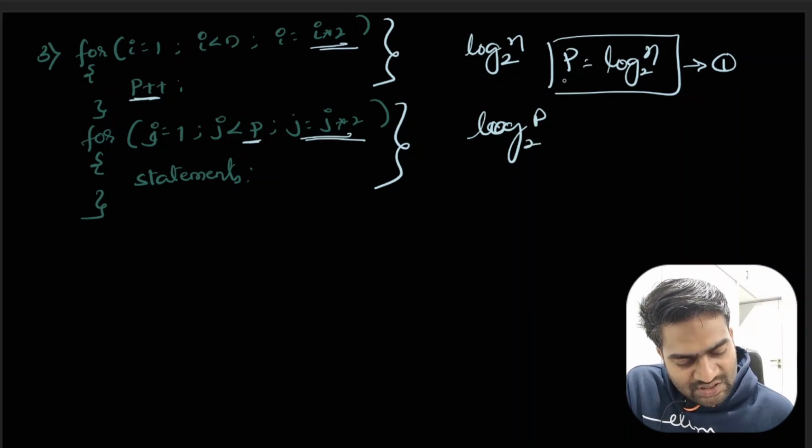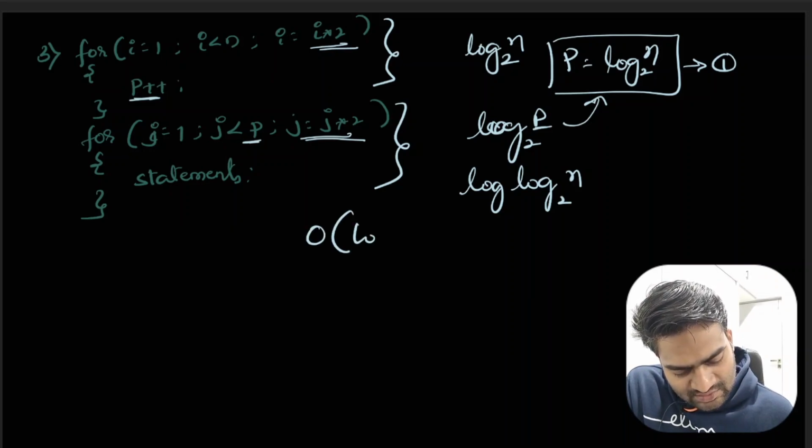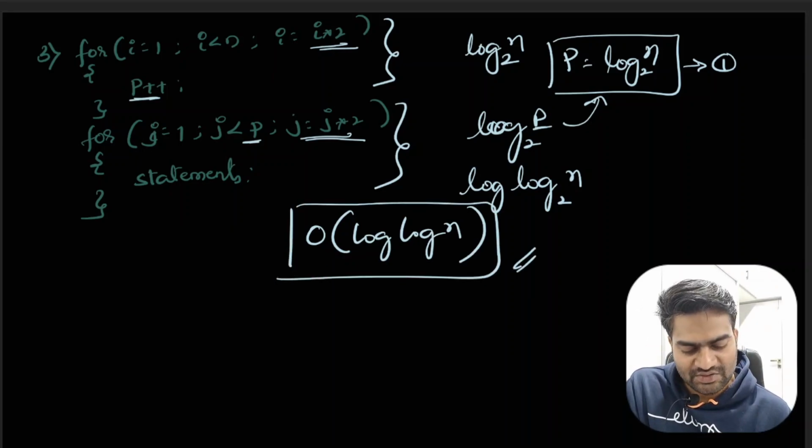But we have computed the value of p here. So it means it becomes log of n to the base 2. So its order is log n. The order of this particular for statement is log n.